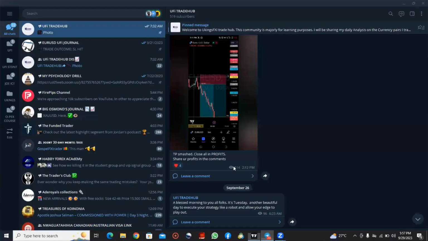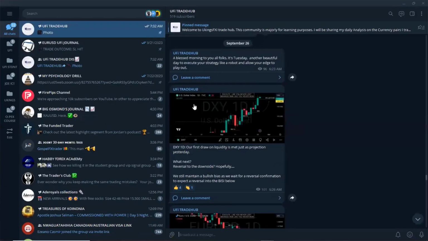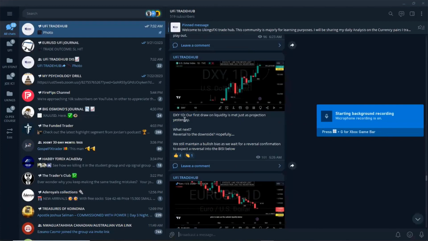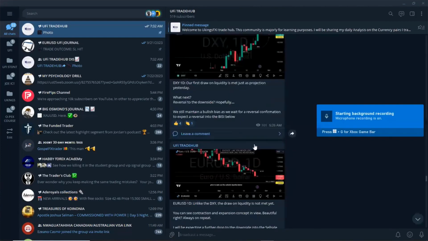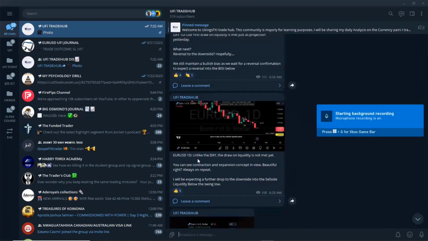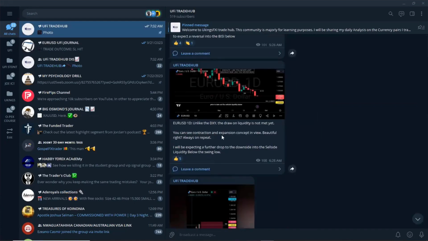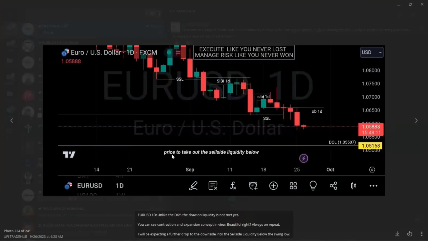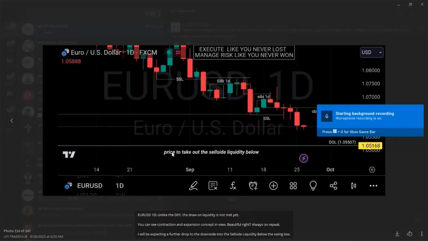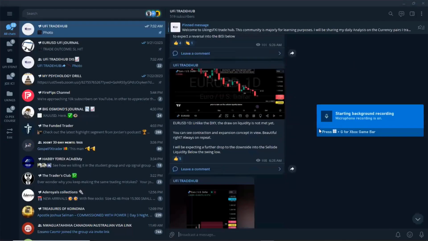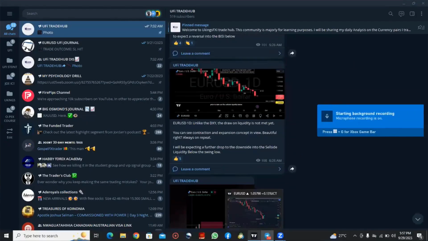Let me show you guys how I dropped the analysis here. This is Tuesday. On the DXY, we have the same narrative, then we do the opposite in EURUSD. You can see the contraction candle and expansion. In view of this, I expect a further drop to the downside into the liquidity below. As you can see, I expect price to further drop. The draw on liquidity is this low right here. That's how we did that. Keep it very simple, you don't need to complicate this. Just follow institutional order flow and how price delivers.